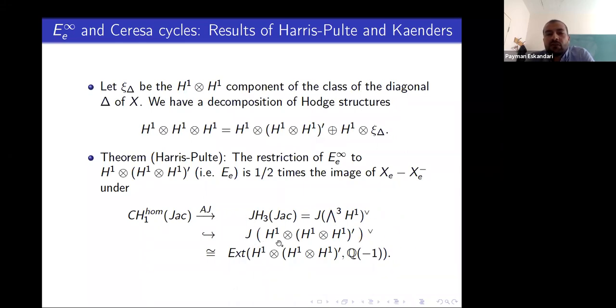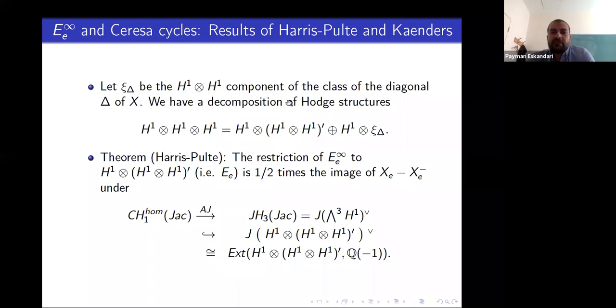Now, how does this work? A small calculation shows that the natural quotient map from this tensor product to the third exterior power of H1 is surjective. Dualizing that, you get an injection, and taking intermediate Jacobians, you get an injection of this intermediate Jacobian into this intermediate Jacobian. And now by Carlson, this intermediate Jacobian can be identified with this Ext group. What Harris and Pulte say is that E is half the Abel-Jacobi image of the Ceresa cycle based at E.